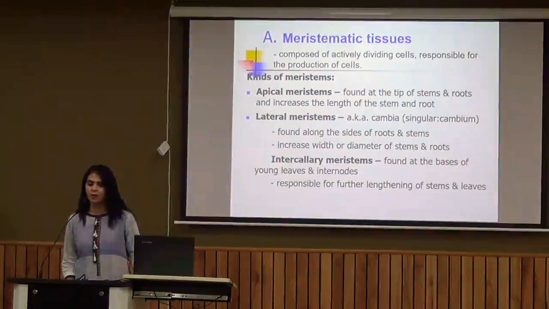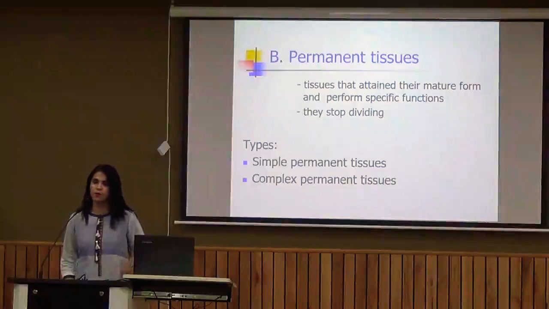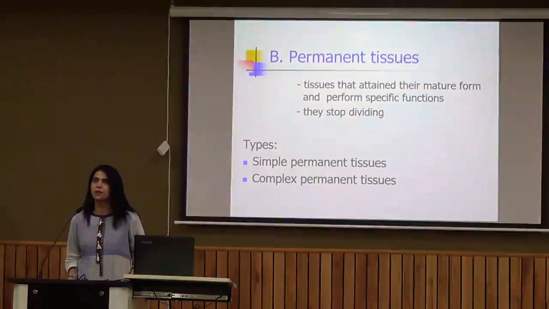Now the second type of tissue is permanent tissue. Children, when meristematic tissue loses its ability to divide, it gets converted into permanent tissue. The name of this process is differentiation. The conversion of meristematic tissue into permanent tissue is called differentiation. Permanent tissue is again of two types: simple permanent tissue and complex permanent tissue.